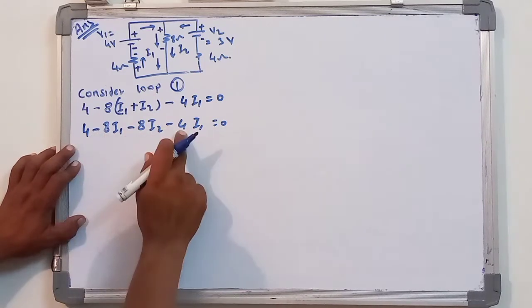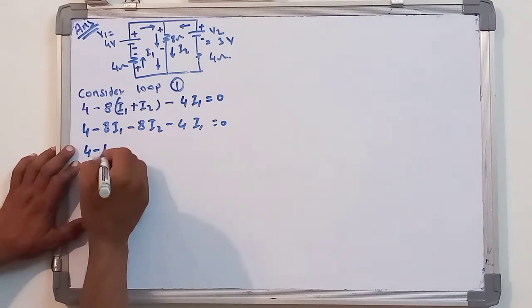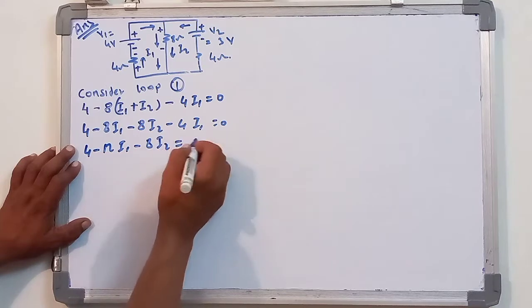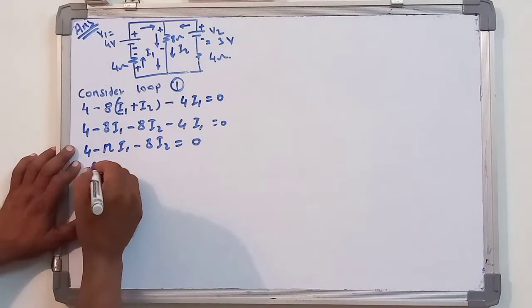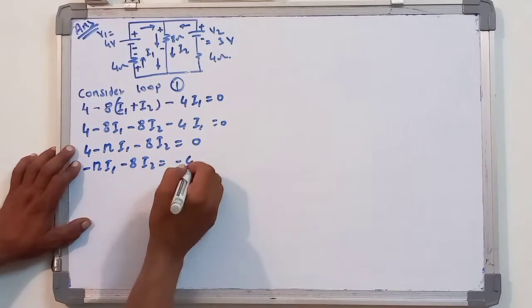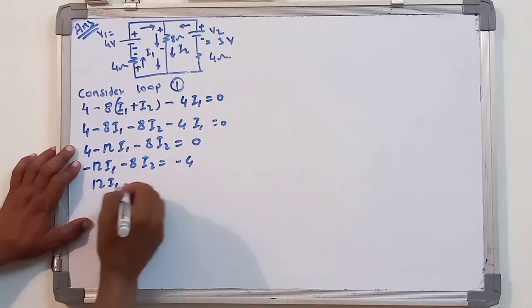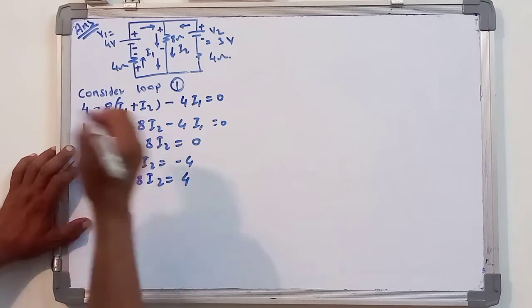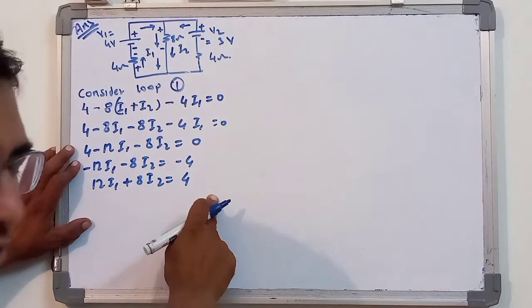So this value and this value will get added. So here 4 minus 12 I1 minus 8 I2 is equal to 0. Rearrange it: minus 12 I1 minus 8 I2 is equal to minus 4. Therefore 12 I1 plus 8 I2 is equal to 4. This is the equation which you have got.